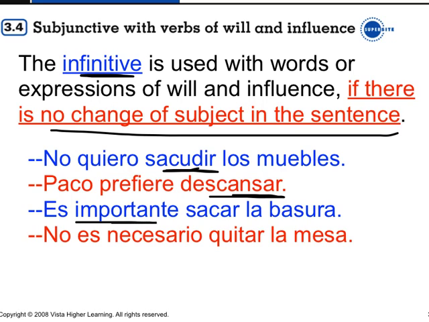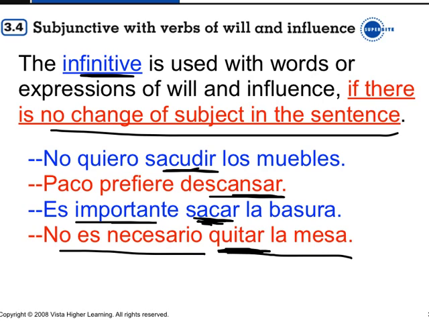Es importante sacar la basura. This is a general statement. It's important to take out the garbage. I'm not specifying that you take out the garbage or that she take out the garbage. So we use the infinitive. No es necesario quitar la mesa. It's not necessary to clear the table. And so therefore, I'm not saying it's not necessary that you, I'm just talking about a general idea.